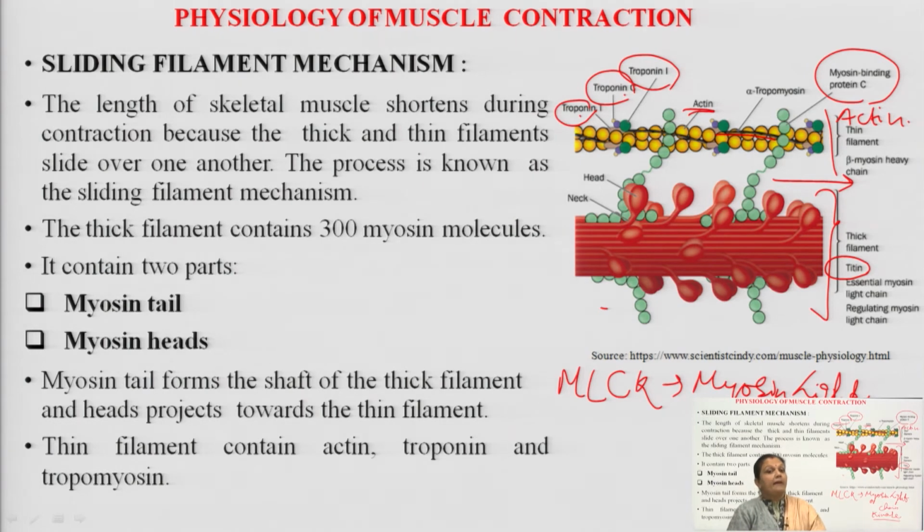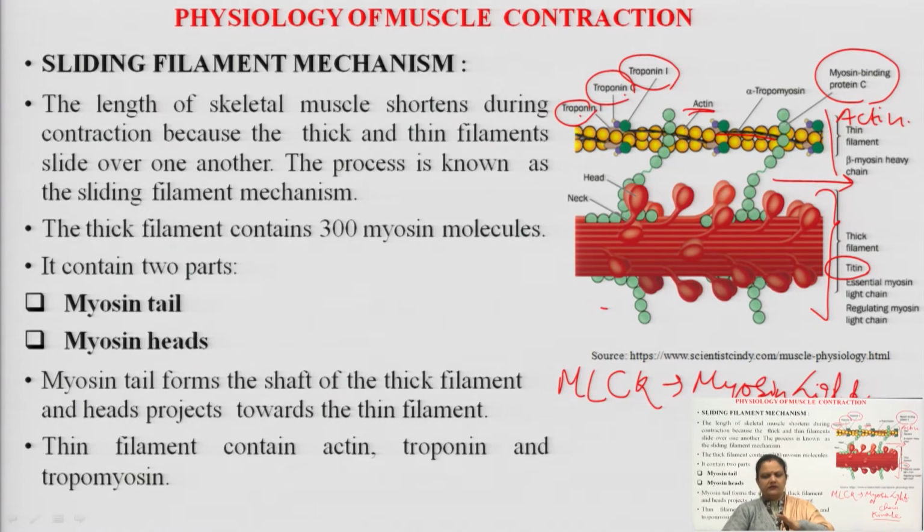Now, coming to the text part, students, what exactly the sliding filament mechanism is. The length of the complete skeletal muscle shortens during contraction, or when we are doing any physical work. Why does this occur? This occurs because of the presence of thick and thin filaments. Always remember, thick filament is made up of myosin protein, thin filament is made up of actin protein. The thick and the thin filaments slide over one another. So, this is the sliding filament theory, and this process is required for skeletal muscle contraction or relaxation.